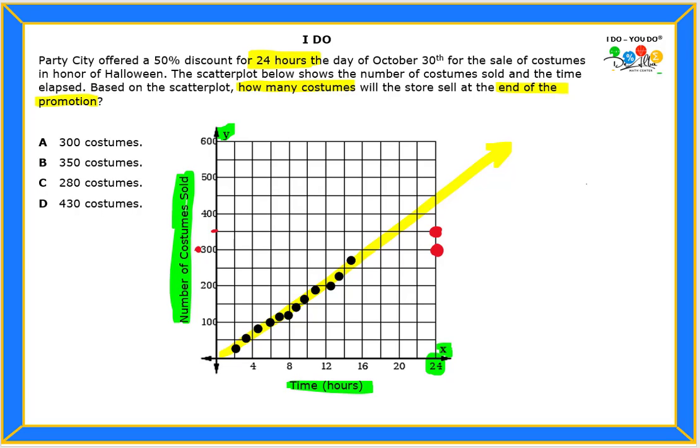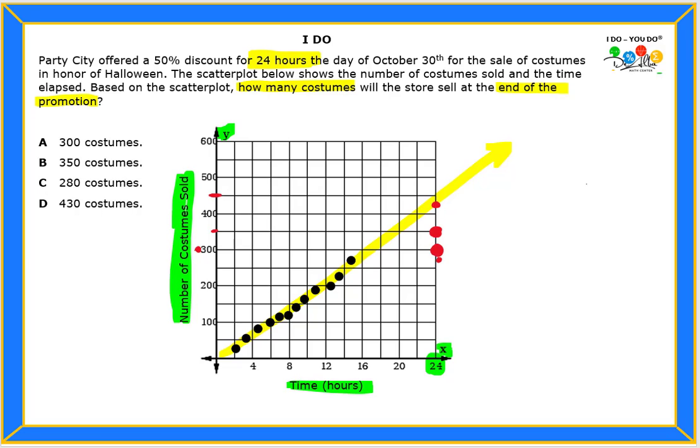Okay, what's the next number? 280. Wouldn't that be less than 300? So that would be a point that is right below the other one. You're kind of further away from the line. And the last one is 430 costumes. So let's go ahead and go to 400. This is 450. So 430 will be a little bit less than that line.